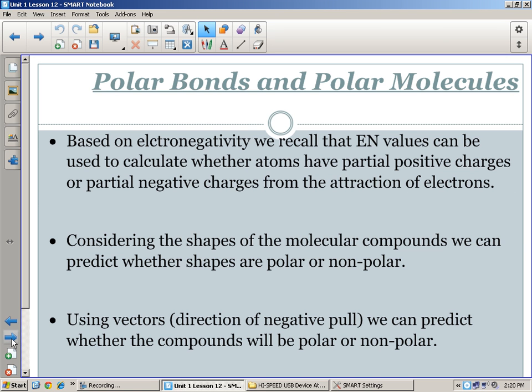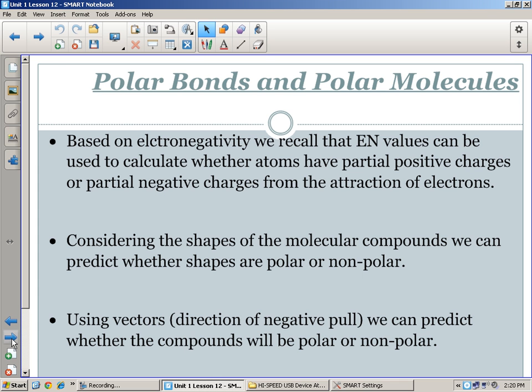You guys copied some of these notes yesterday, but just a reminder, there's two different things we can talk about. We can talk about polar bonds. We can talk about polar molecules. Based on electronegativity, recall that EN values can be used to calculate whether atoms have partial positive charges or partial negative charges based on those bonds.